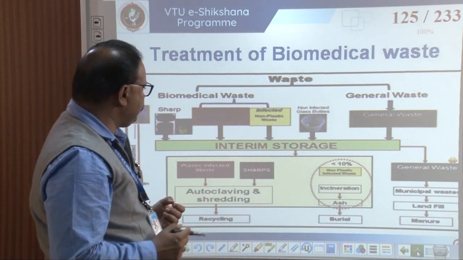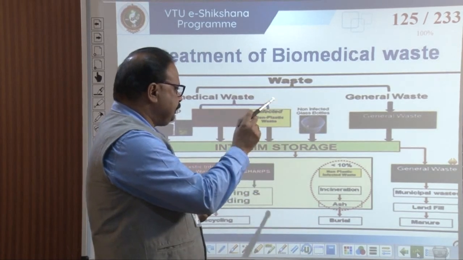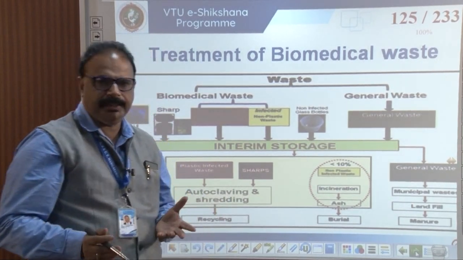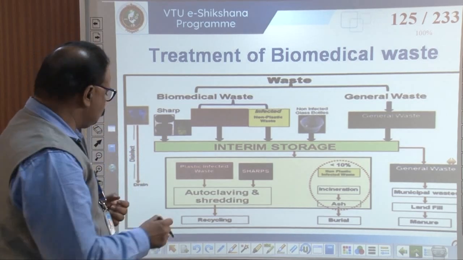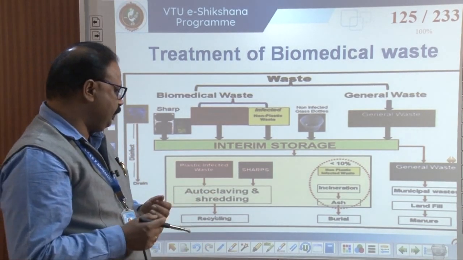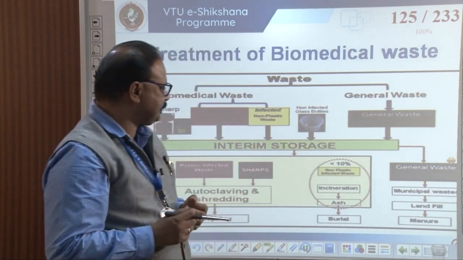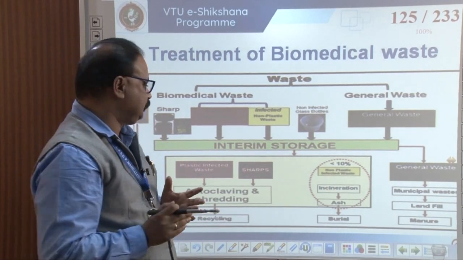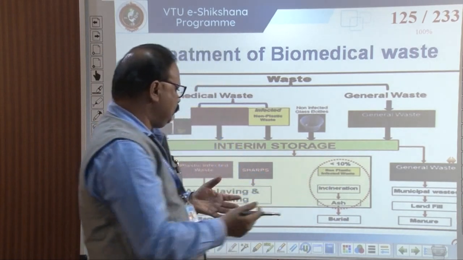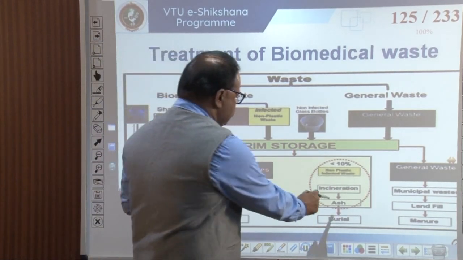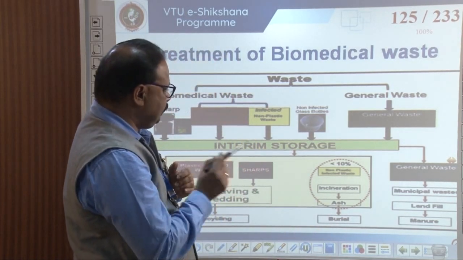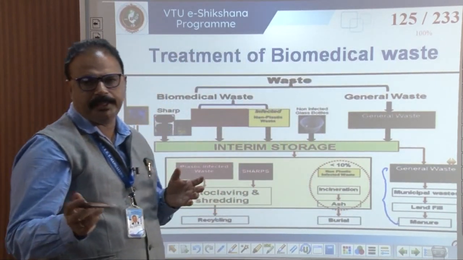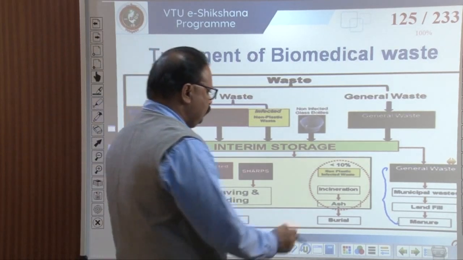Infected plastic material, general waste, infected plastic waste: autoclaving is done, burning, autoclaving, shredding, cutting, and some goes for recycling, some is buried. And incineration is very, very important here, burning up to 1500 degrees Celsius. Some waste is burnt, ashes will come, and it is buried. General waste goes to municipal landfill and manure. Food waste goes for manure and landfill.